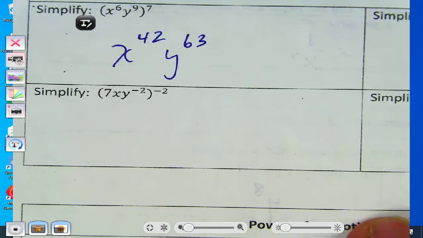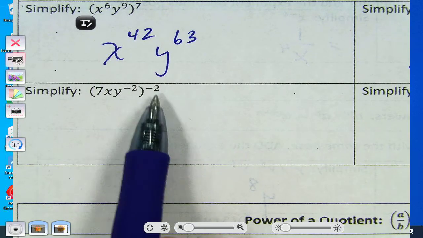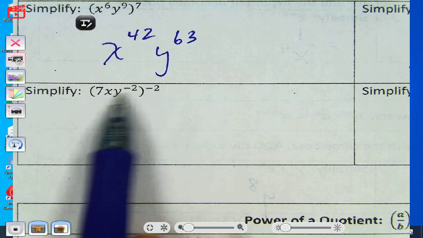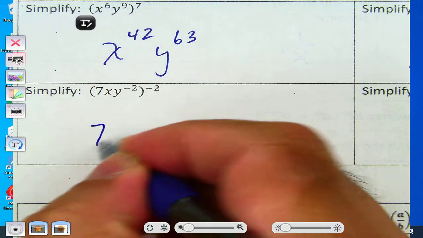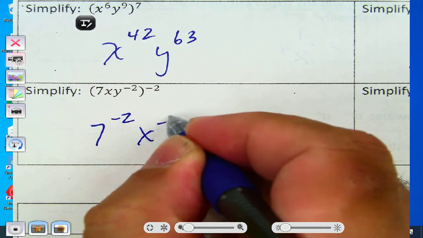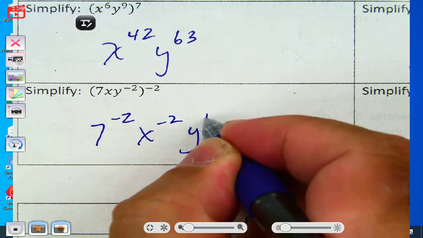All right. Next one. So I'm going to distribute the negative 2. So that's 7 to the negative 2, x to the negative 2, y to the positive 4.